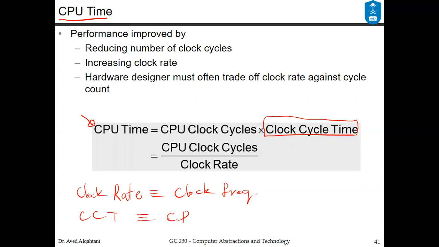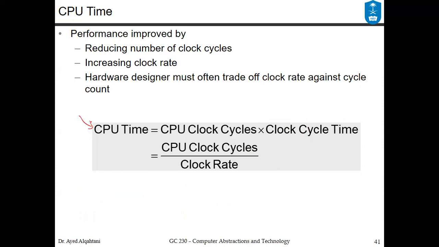And the relation that we discussed between the clock frequency and the clock period could again be applied between the clock rate and the clock cycle time. And this is what happens here, actually. We take out the clock cycle time, and instead of that, we have 1 over the clock rate.